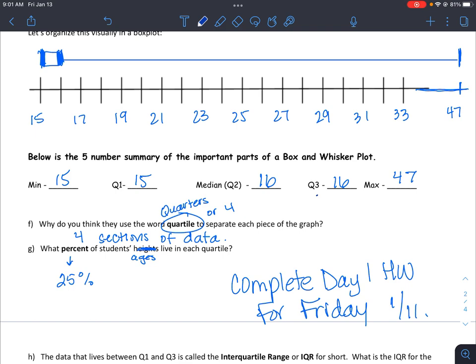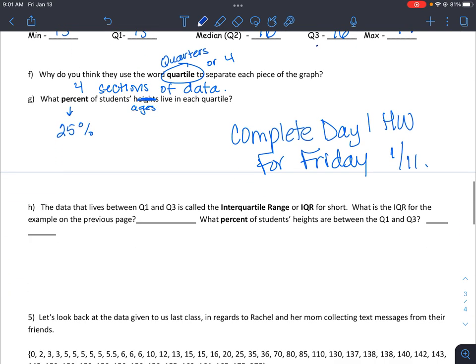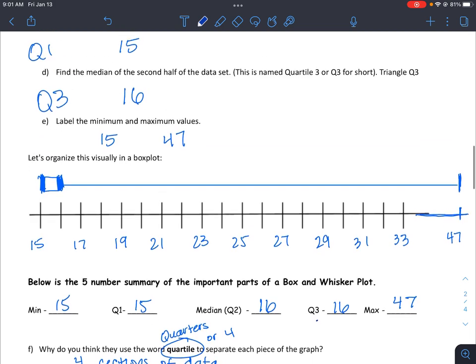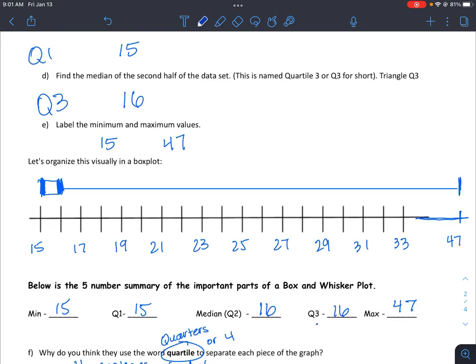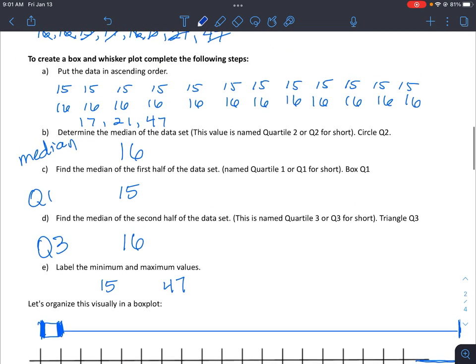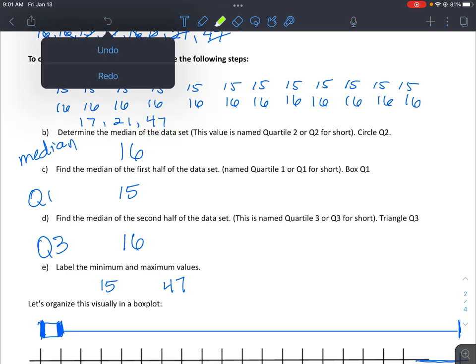All right, so make sure you got homework day 1 done and submitted to Google Classroom. And when we looked at this stuff, some of you were identifying for the ages that we had a whole bunch of 15s, a whole bunch of 16s, 17, 21, and then the 47. All right, and definitely I remember 47 must be an outlier. So there is a way to calculate an outlier.